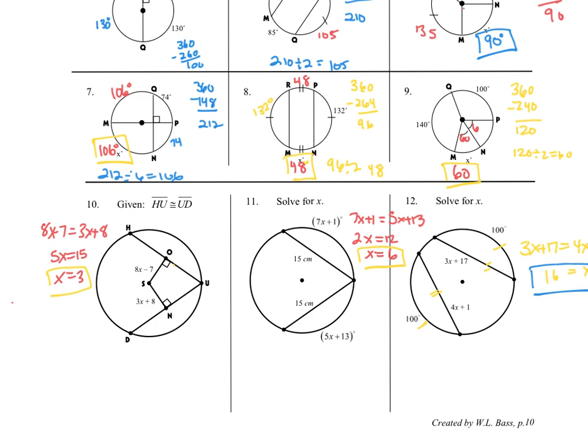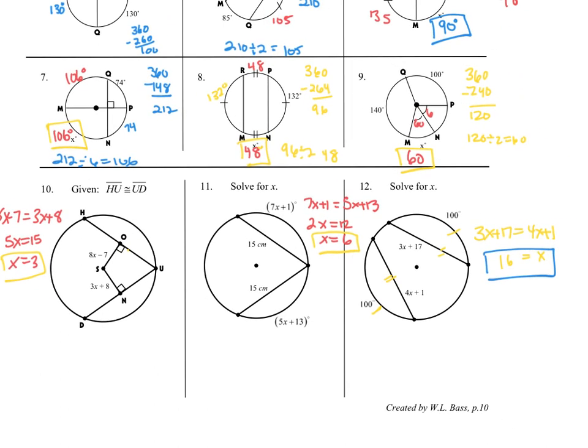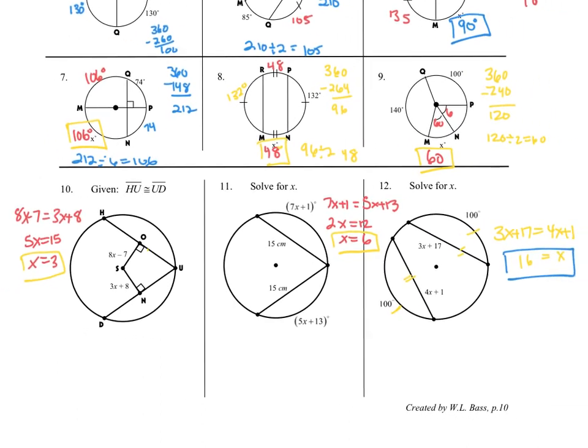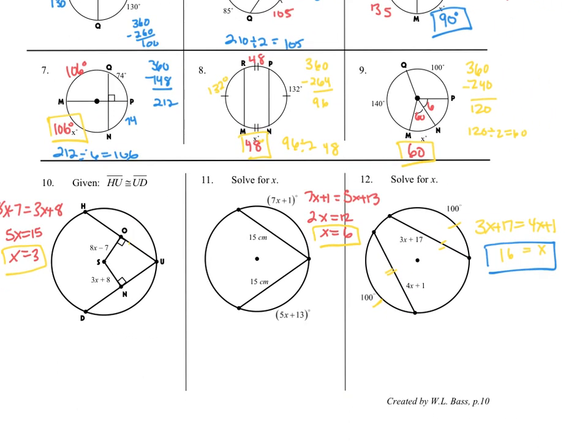And then in number 12, if this is 100 and this is 100, then this must equal this, and so I can set up my equations with the expression here equal to the expression here and solve this to get x equals 16.